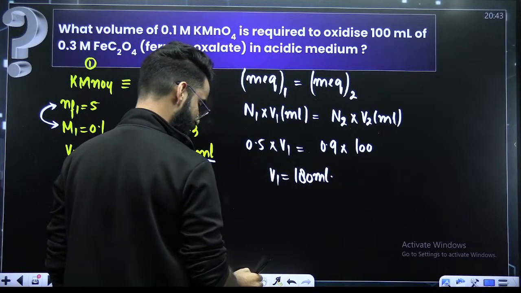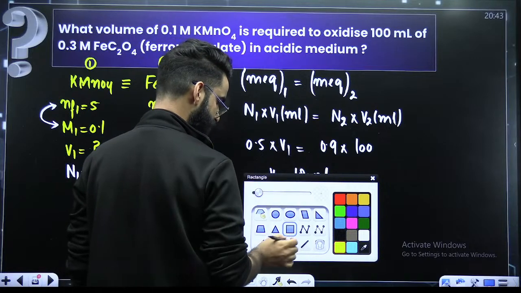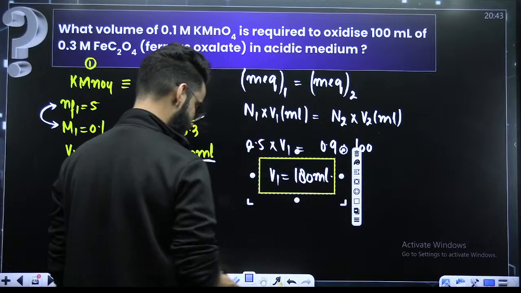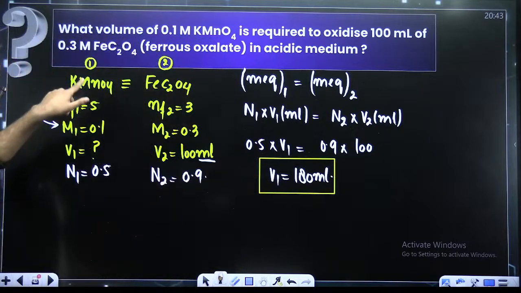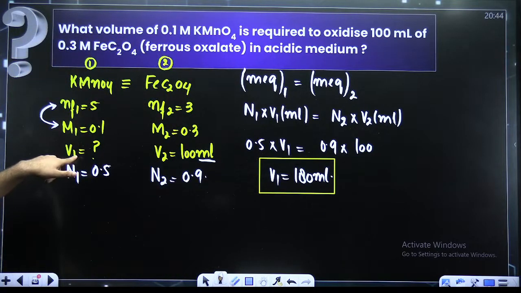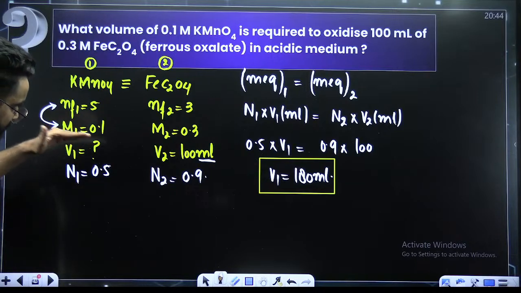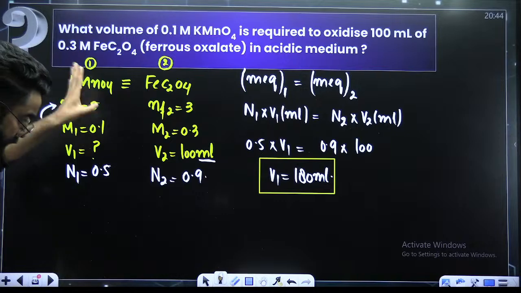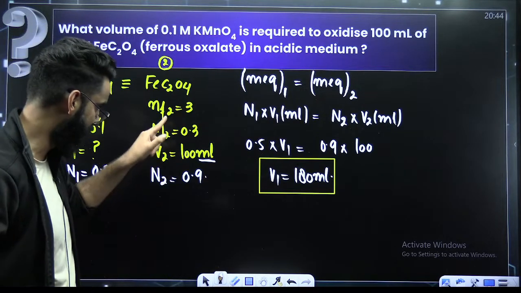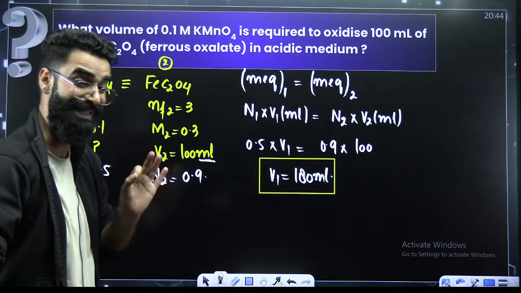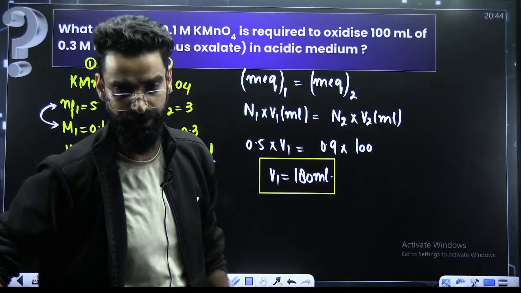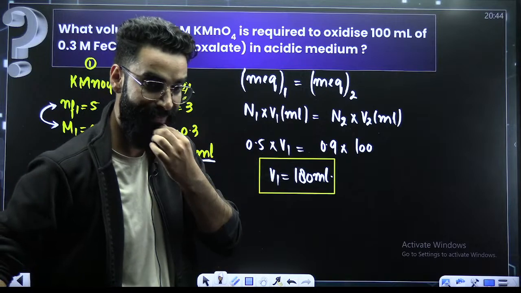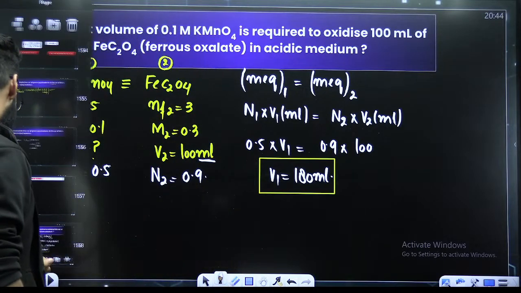Well, you should know the meaning of this 180 ml. What is the meaning of this 180 ml? I'll say V1. We got the volume of KMnO4. That is 180 ml. So I can say 180 ml of 0.1 molar KMnO4 is required to oxidize 100 ml of 0.3 molar ferrous oxalate in acidic medium. That was the question. Simple. Right, people? So this was our first question.